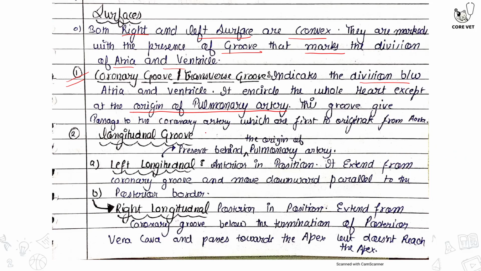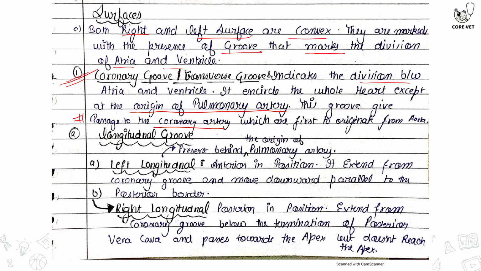Now, one important point over here is that the coronary arteries are embedded in the coronary groove. After the origin of the aorta, the arteries that supply the heart are the coronary arteries. Those coronary arteries are going to travel in these coronary grooves. All the arteries that originate from the aorta are going to travel in all these grooves that we are studying here.